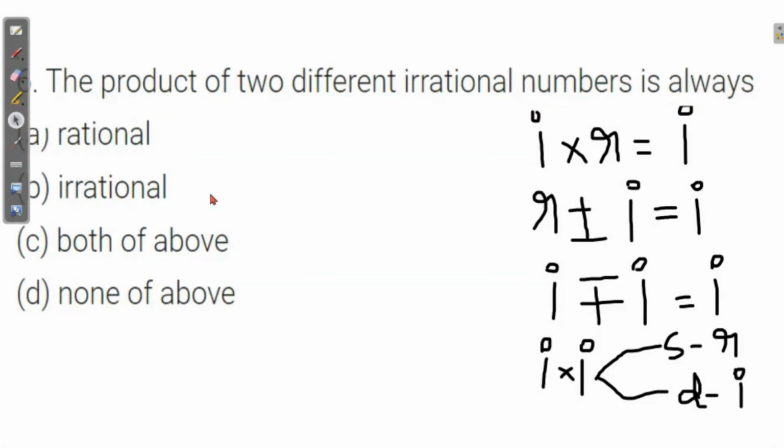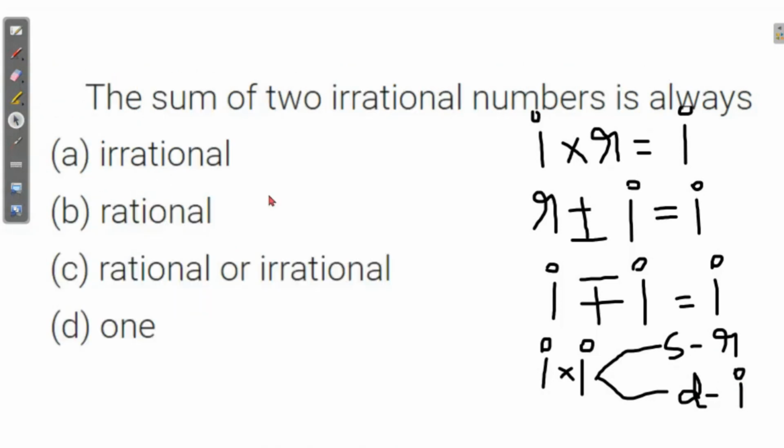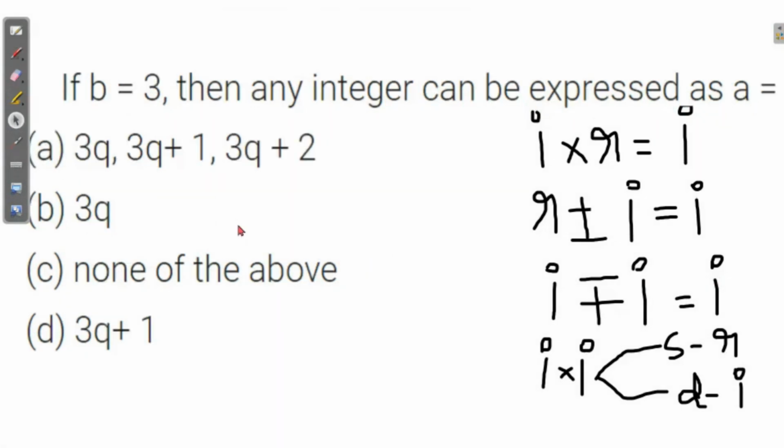Next question. The product of two different irrational numbers. I just said if it is the same, it is rational. If it is different, it is irrational. So the answer is irrational only. Okay. Next question. Please note this down. The sum of two irrational numbers is always, I thought, an irrational number. Next, what's the next question?